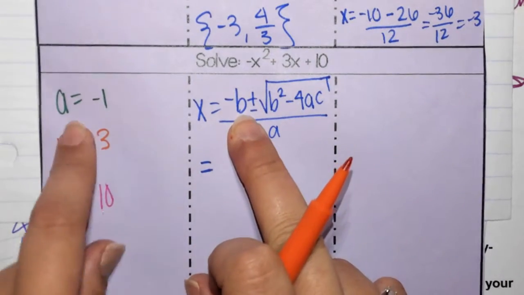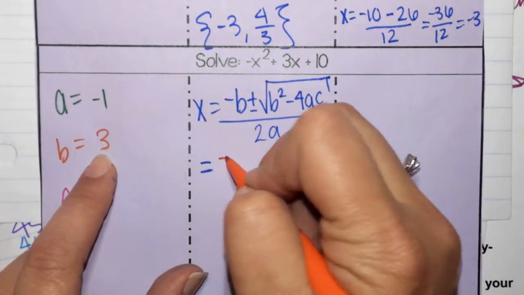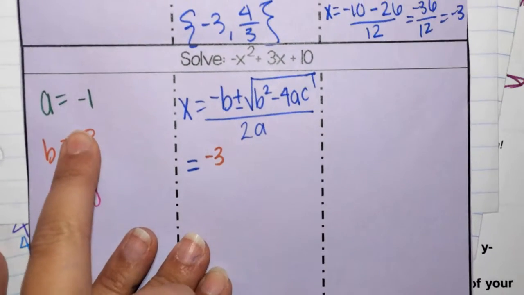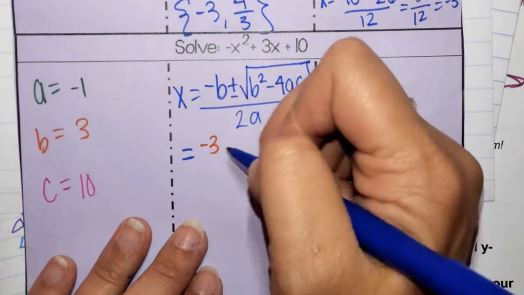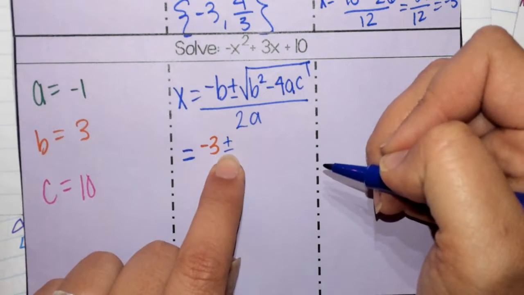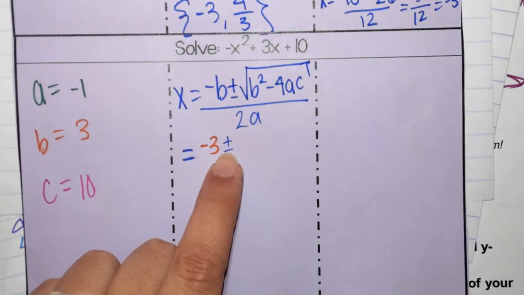Wait, well, what did I have? All right, so the opposite of b, which would be -3. Does everybody see where I got that from? Because if b is +3, the opposite is -3. How do you know if it's plus or minus? It's always plus or minus. You always write the plus or minus right here, and then you'll have two problems where you do a plus and a minus.